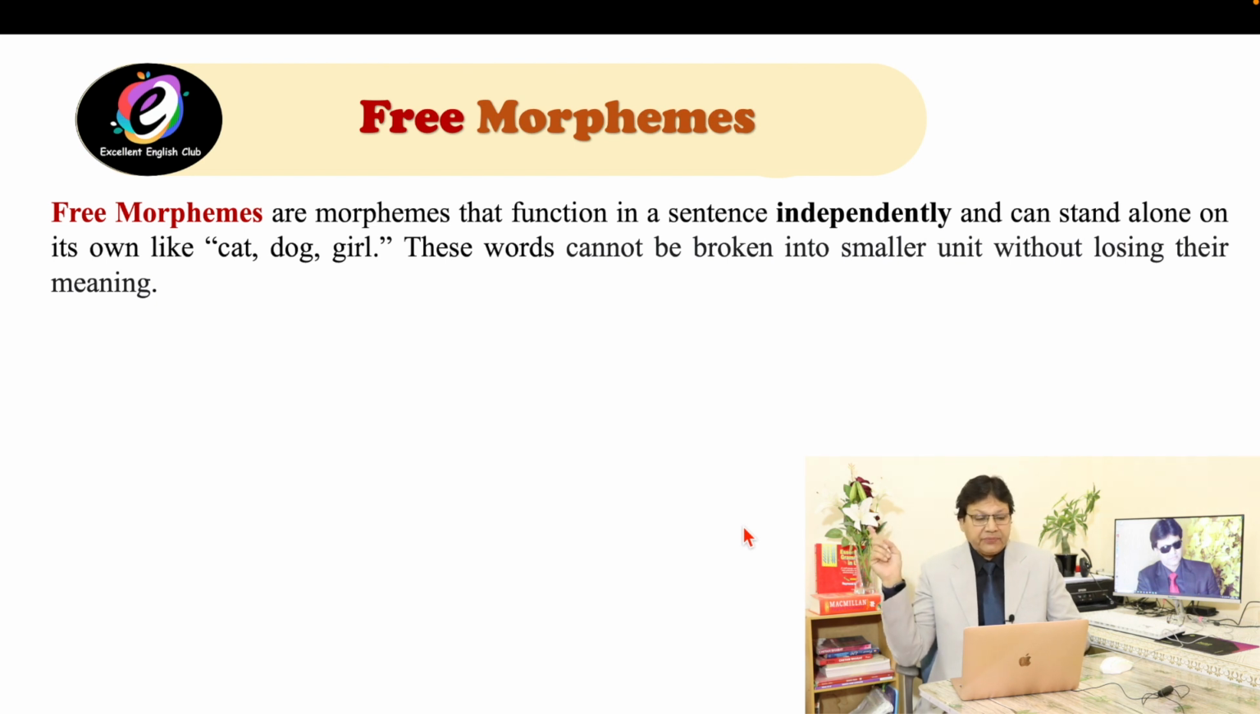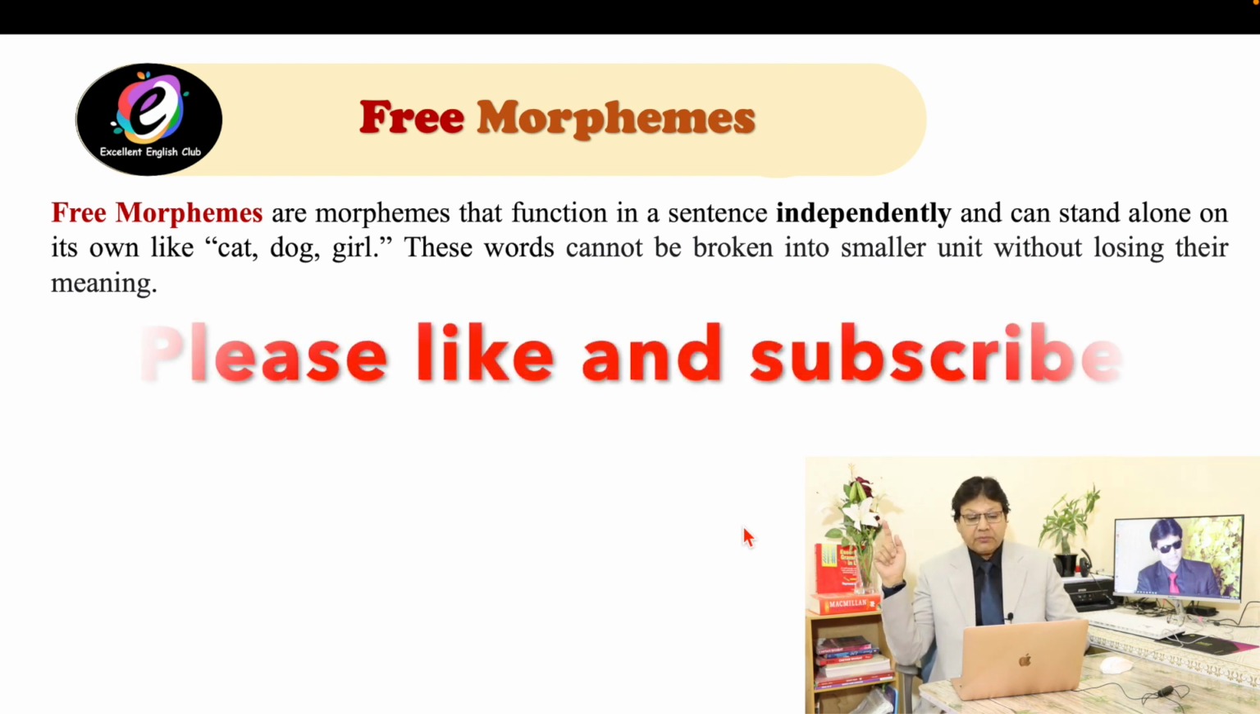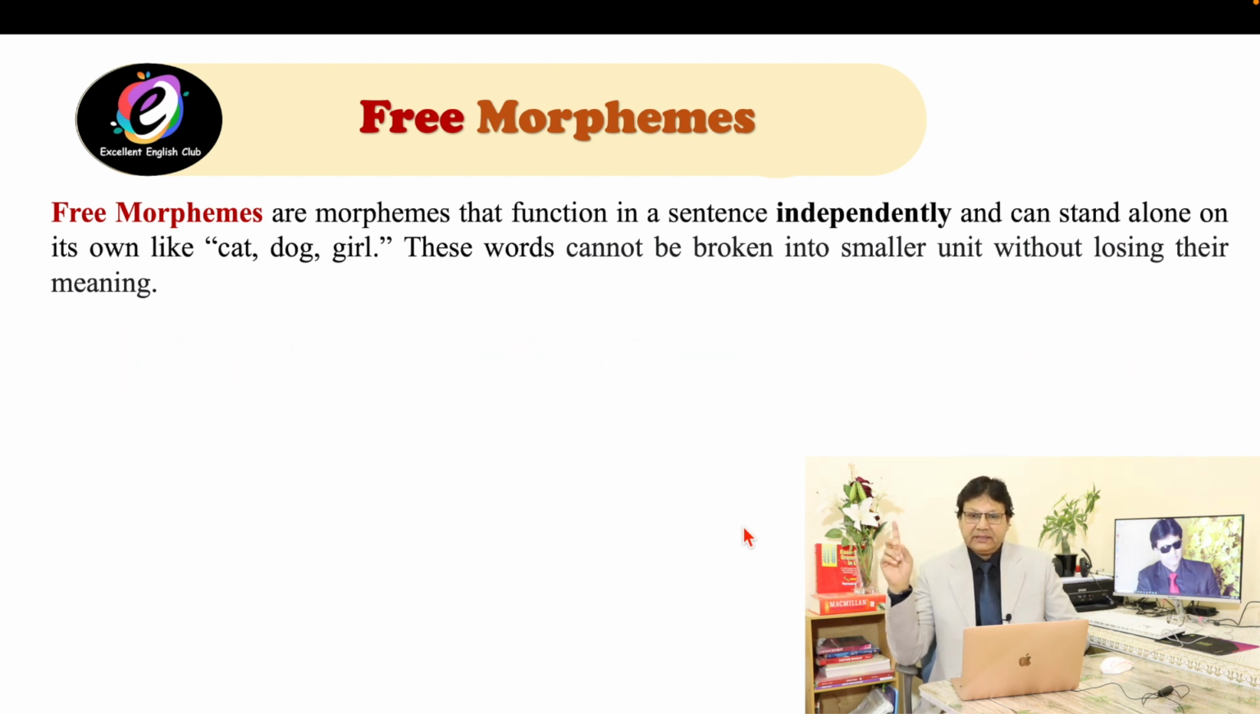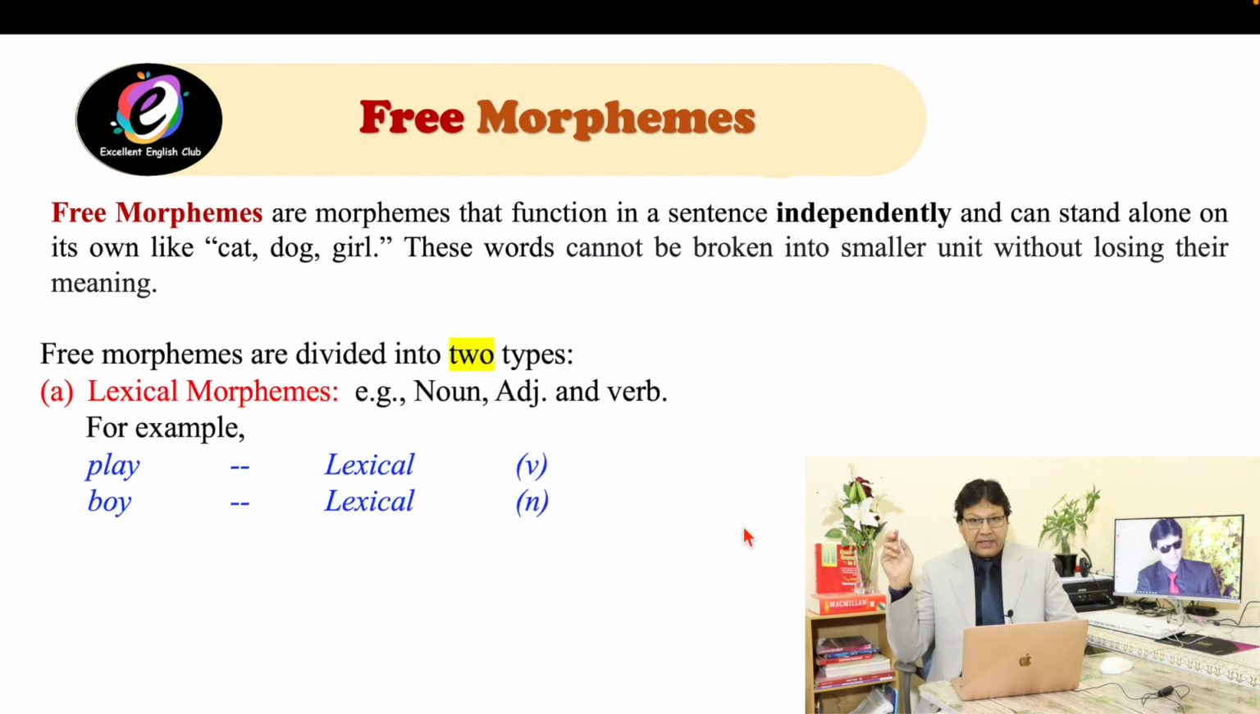Now, what is a free morpheme? Look here. Free morphemes are morphemes that function in a sentence independently and can stand alone, like cat, dog, girl. These words cannot be broken into a smaller unit, otherwise they will lose their meaning. As I told you, free morpheme has two categories, two types.